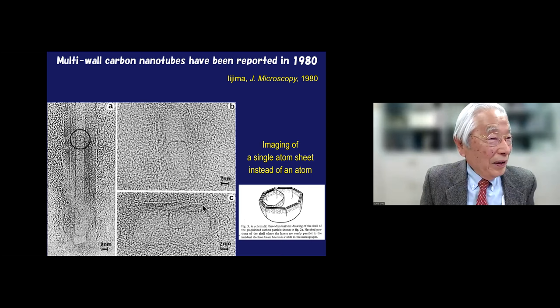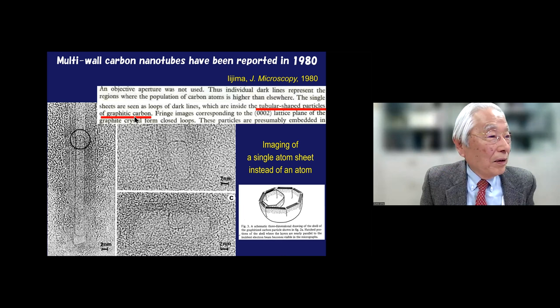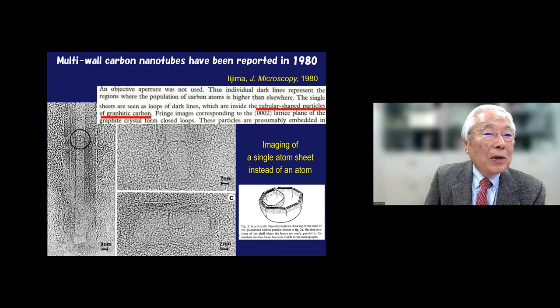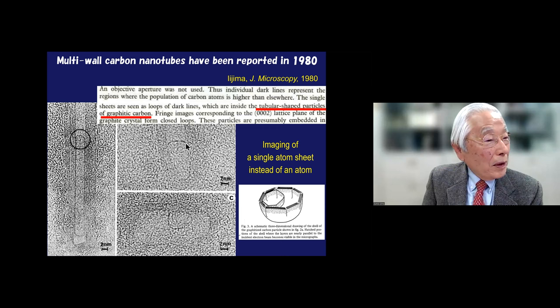Interestingly, I had already seen a tubular shaped graphitic carbon particle, which is a multiwall carbon nanotube. This was reported in 1980, and then 11 years later, I reported carbon nanotubes. So well before that, I already had this multiwall carbon nanotube. I said it was a tubular structure, but I was looking for the atomic layers, single atom layers.